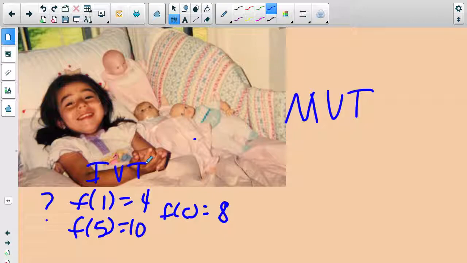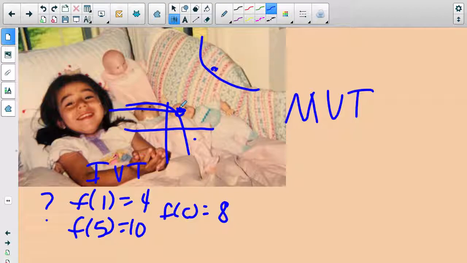Sophia, if it's continuous, right? I don't have enough information to say that has to be true. If it's not continuous, I don't have to hit 8. If it's not a continuous function, because Sophia and I could be at (1, 4) and at (5, 10), and our graph could look like that, couldn't it? Or it could be a piecewise function that jumps. There's so much I don't know about it.